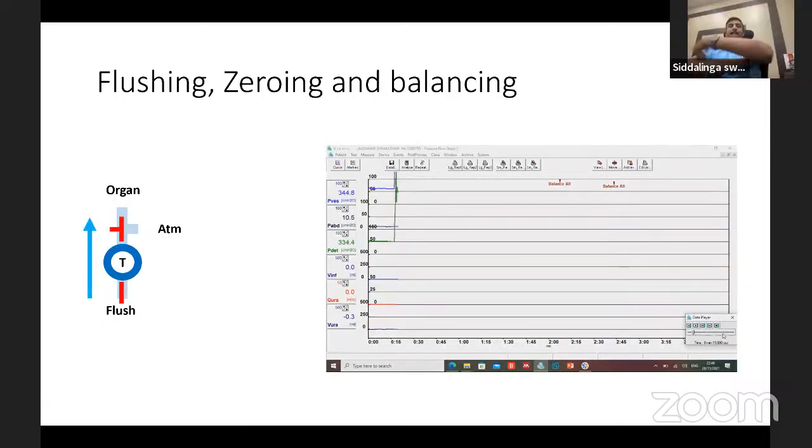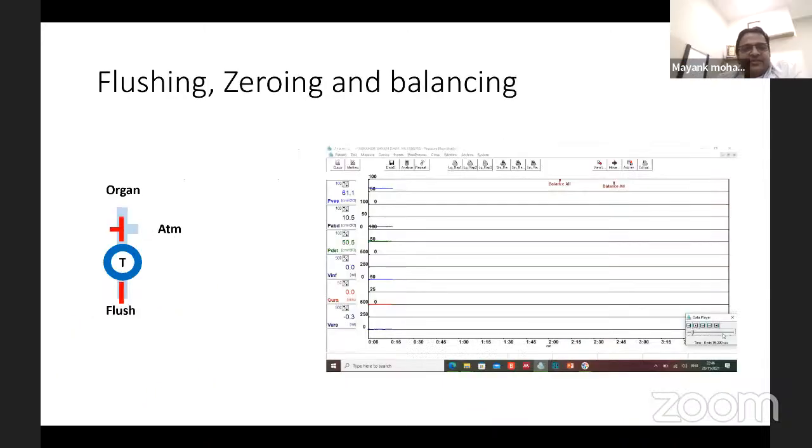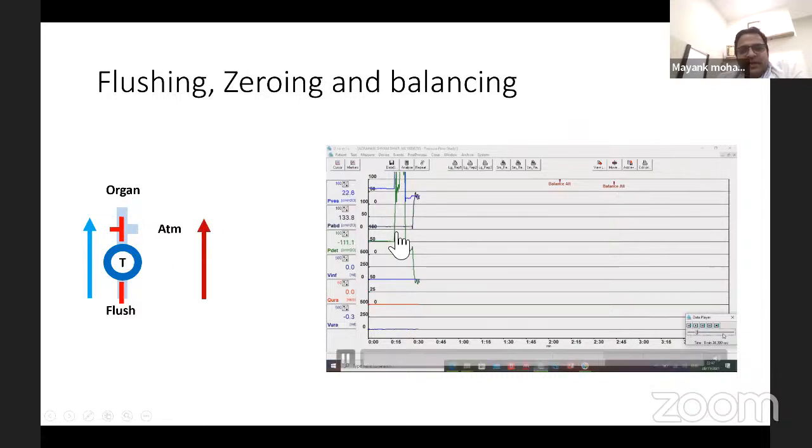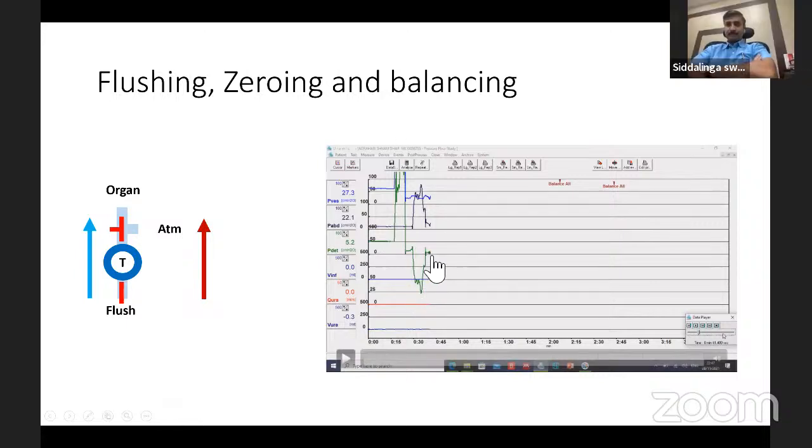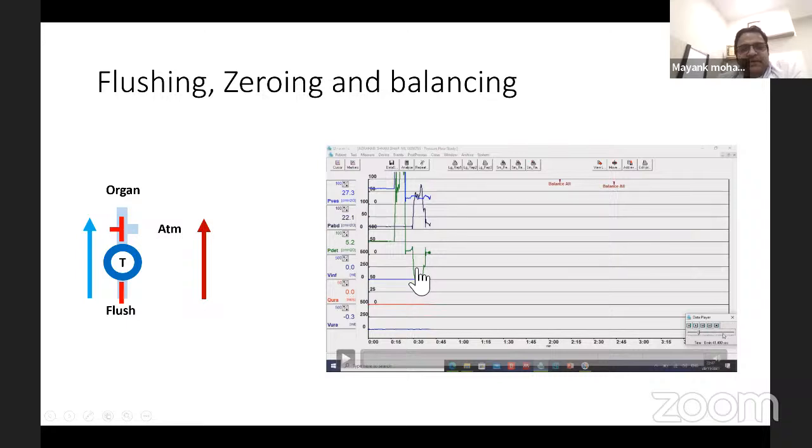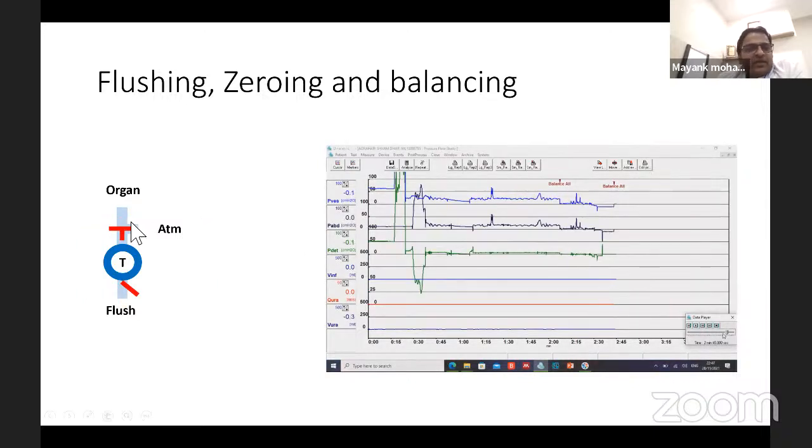Right. Now flushing and zeroing. First step is flushing. So you flush through the transducer into the organ. On the right side, you can see the green, the PDET going up and the PDET going down. So in the first instance, we have flushed the P vesicle, and in the second instance, we have flushed the P abdomen. Once you have done that, you position it, zero it to atmosphere. The transducer should be at the level of the pubic symphysis upper border. And then you cut off the organ through the three-way catheter, and then you zero it.